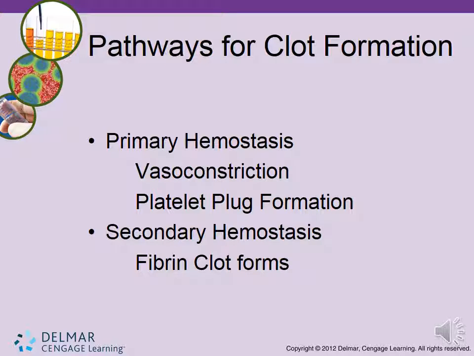There are two pathways for clot formation. There's primary hemostasis, which involves vasoconstriction and platelet plug formation, and secondary hemostasis, where we have the final fibrin clot that forms. And we're going to start off by talking about primary hemostasis, vasoconstriction, and platelet plug formation.